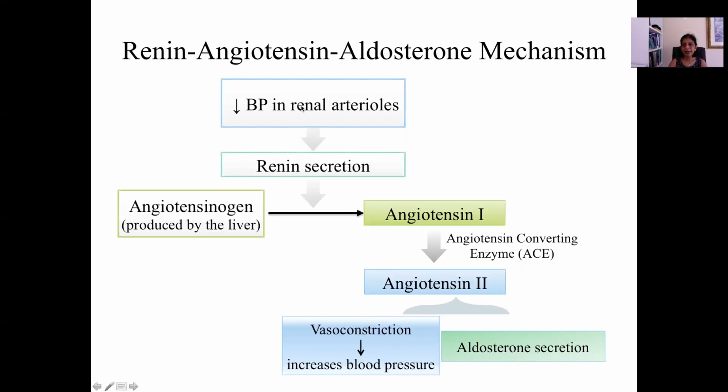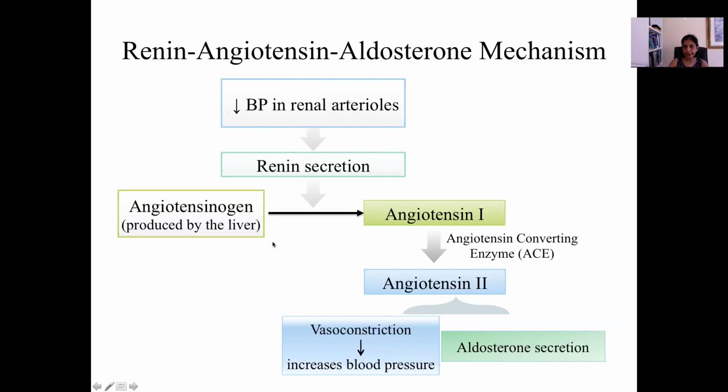Okay, here is the renin-angiotensin-aldosterone mechanism, simplified. So let's talk about how this system is responsible for the secretion of aldosterone. First of all, whenever there is low blood pressure, that is going to be sensed in the renal arterioles, the blood vessels supplying the kidney. Having low blood pressure would automatically trigger the secretion of renin. These are special cells in the nephron that sense low blood pressure and start releasing renin.